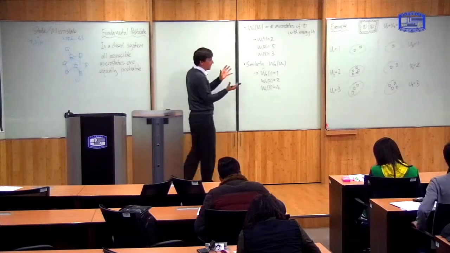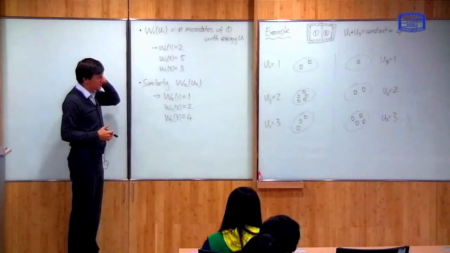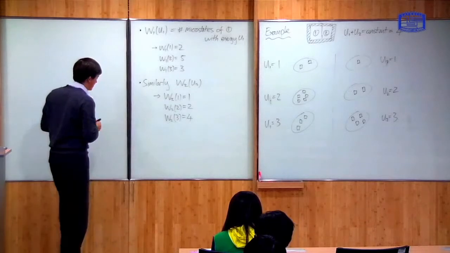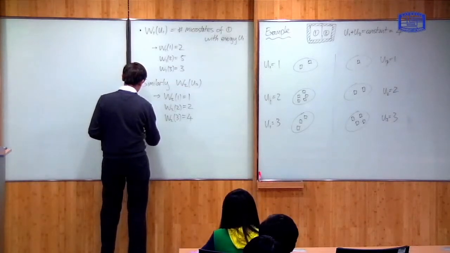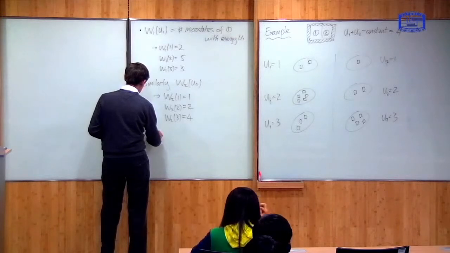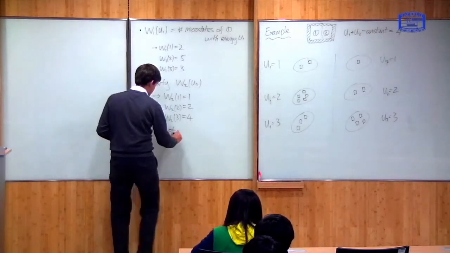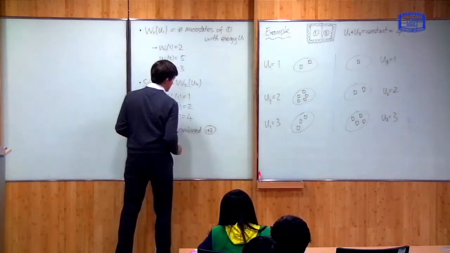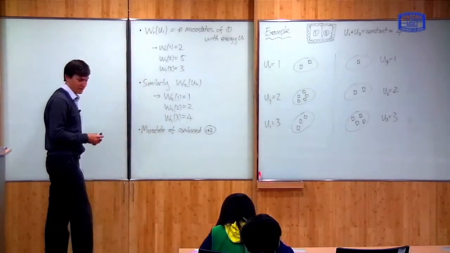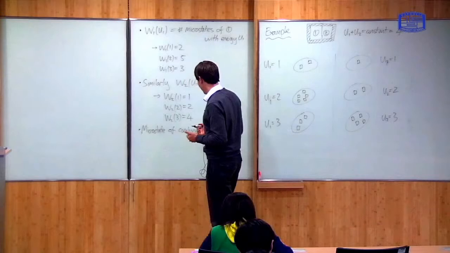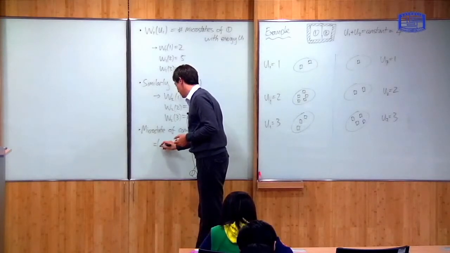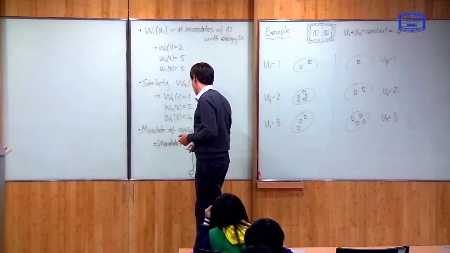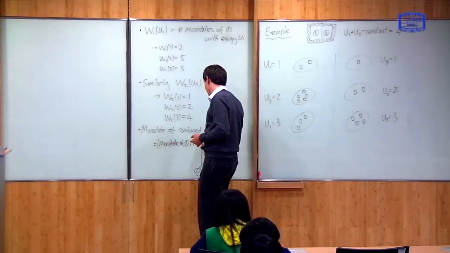Right, so a microstate of the combined system, 1 plus 2, to tell you the microstate of the whole system, I have to tell you the microstate of 1 and the microstate of 2. So I need to specify both. Note right there. So the microstate of the combined system, 1 plus 2, is given by a microstate of system 1 and a microstate of system 2.